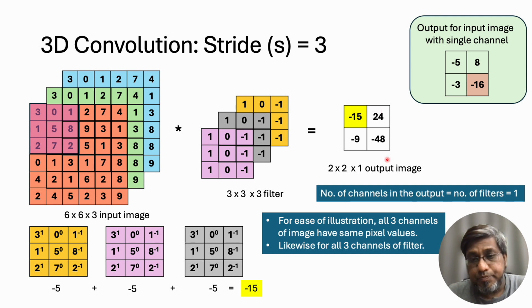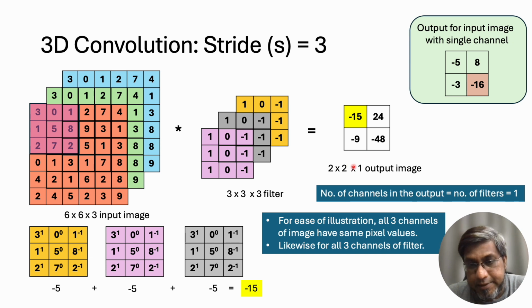So that way we will have our 4 pixels for the output: the first window, which is the top left, the second window, which is the top right, and the third window, which will be the bottom left corner of the input image, and the fourth window will be the bottom right corner of the input image. So for the stride of 3, we will end up getting a 2 by 2 output image, and the output image now has only a single channel.